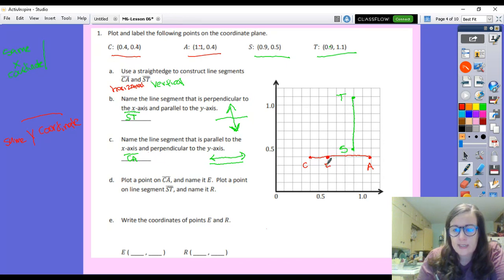Now they want us to plot a point on CA and name it E. So here's point E. We can pick a point anywhere on those lines. And then plot a point on line segment ST and name it R. So anywhere on here, as long as it's in between points S and T, and then you just name it R. Now they want us to write the coordinates for E and R. So E, if I traveled down, and then over, starting with my x coordinate, here's 5/10, so this would be 6/10.